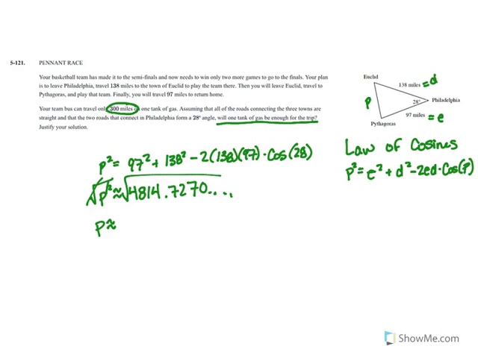69.3, is that what you got? Or 69.4? And this is miles. So this is 69.4 miles. So now we need to add those together and see if they are less than 300.